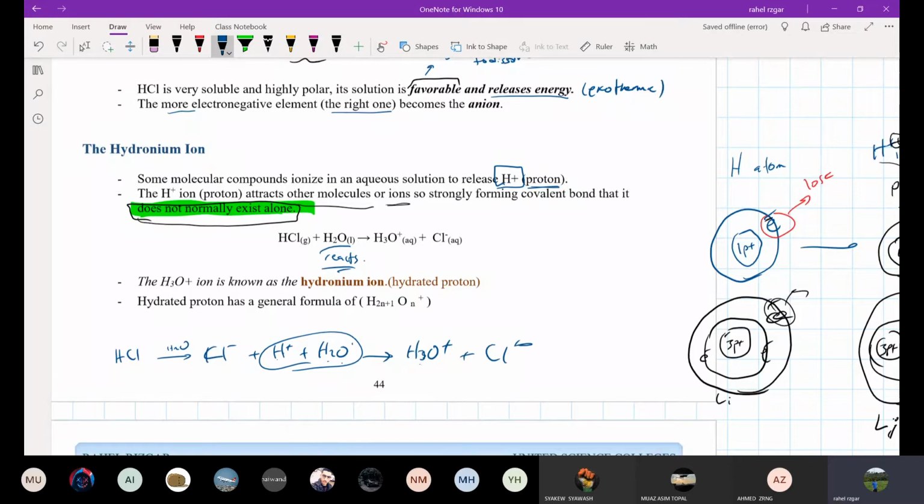And when we write all this equation together, this is how we are going to write it. The HCl has reacted with the H2O. At first, it's dissolved, separated, and the H, where it's separated, will react with the H2O and becomes H3O and Cl.